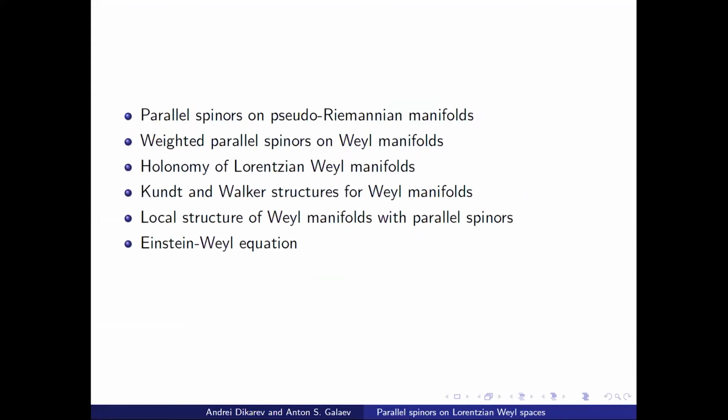So first I will give a definition of parallel spinor on pseudo-Riemannian manifolds. Then I will give a definition of weighted parallel spinors on Weyl manifolds. Then I will talk about the holonomy on the Weyl manifolds in Lorentzian signature. Then I will introduce the Kuhn and Walker structures for these manifolds and a local structure on these manifolds, which admits parallel spinor. And in the end, I hope I will have enough time to talk about Einstein-Weyl equations.